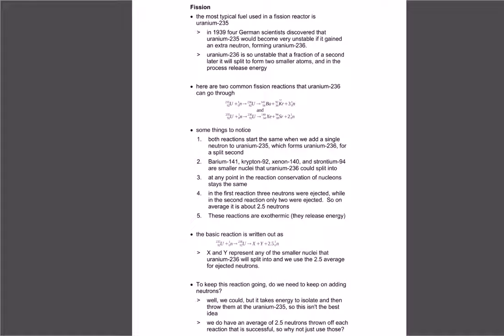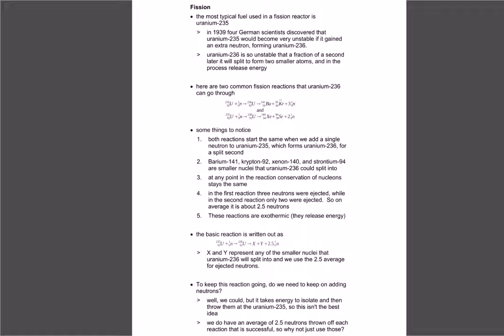So we'll start with fission because it's the most common, and this is what all of our power plants use. We'll first understand how this works, and then we'll look at fusion briefly afterwards. So in fission, typically the most common chemical we start with is uranium-235, and it comes from some Germans in 1939. They found out that if you take uranium-235 and add a neutron to it, making uranium-236, that 236 is extremely unstable, and it almost instantly splits into smaller atoms.